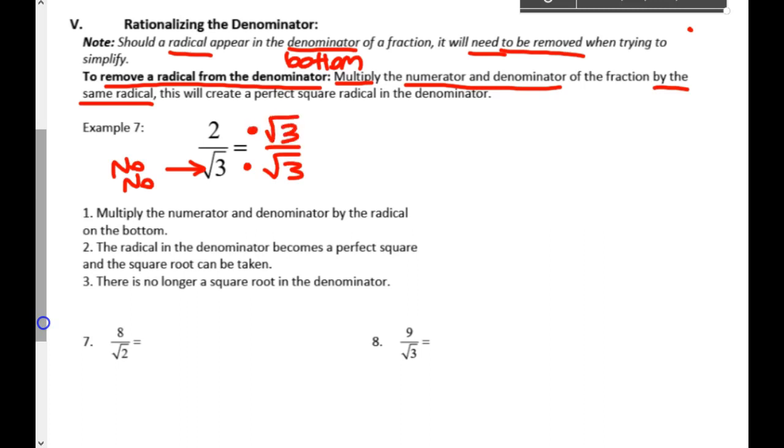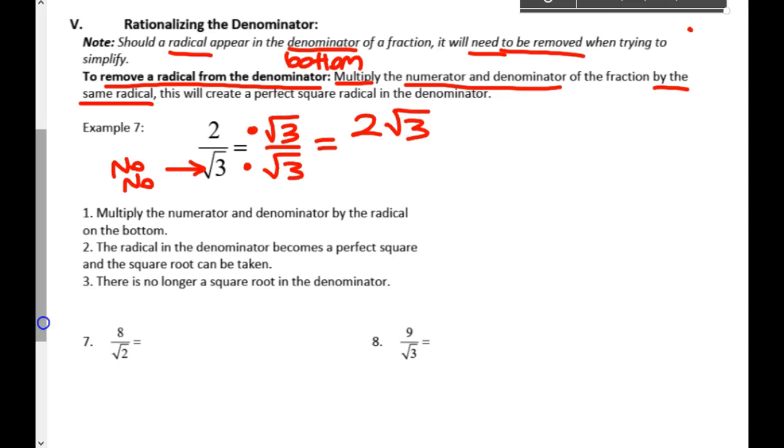So on top, 2 times the square root of 3. It's not 6. It's not square root of 6. Whenever you have a number and a square root, they're different things. You're just going to put them next to each other. So 2 square root of 3 is 2 square root of 3. Every time you have a regular old number and a square root sign number, just put them next to each other.